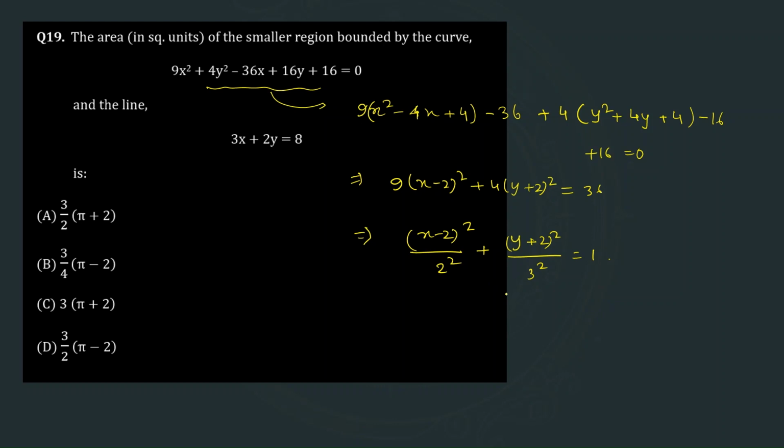So this is an ellipse which is centered at 2 comma minus 2 with length of semi-major axis equal to 3 and length of semi-minor axis equal to 2. So this is a vertical ellipse because here this is less than 3. So let us draw the diagram.